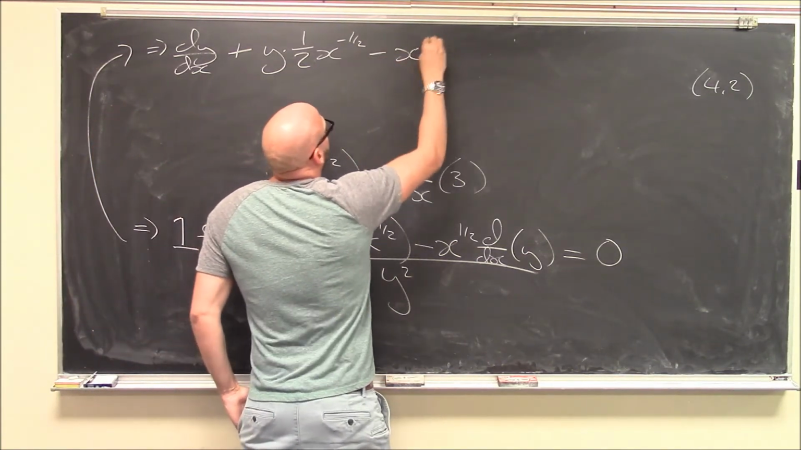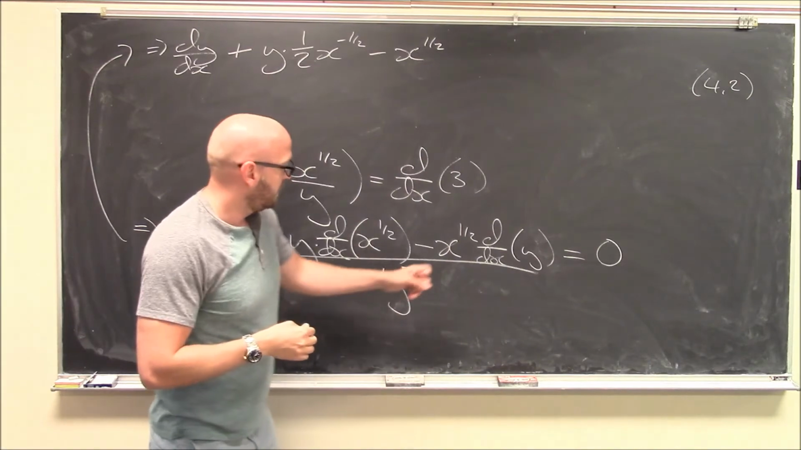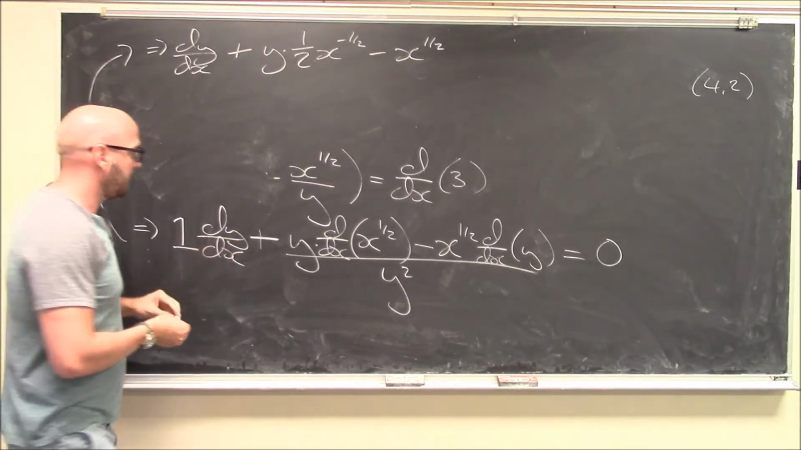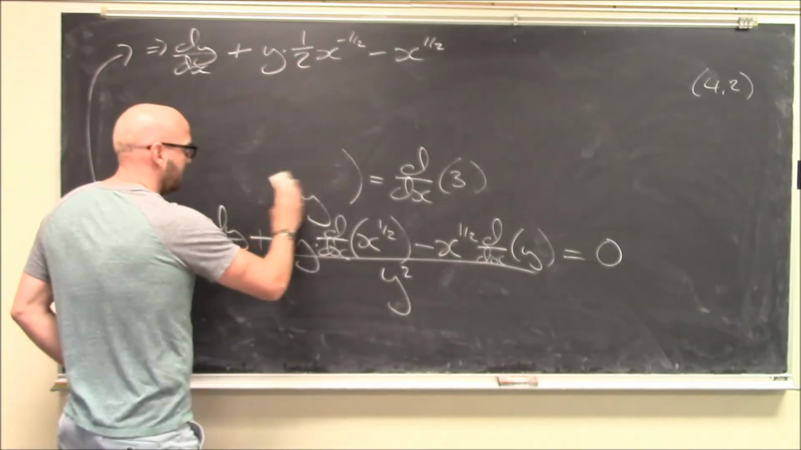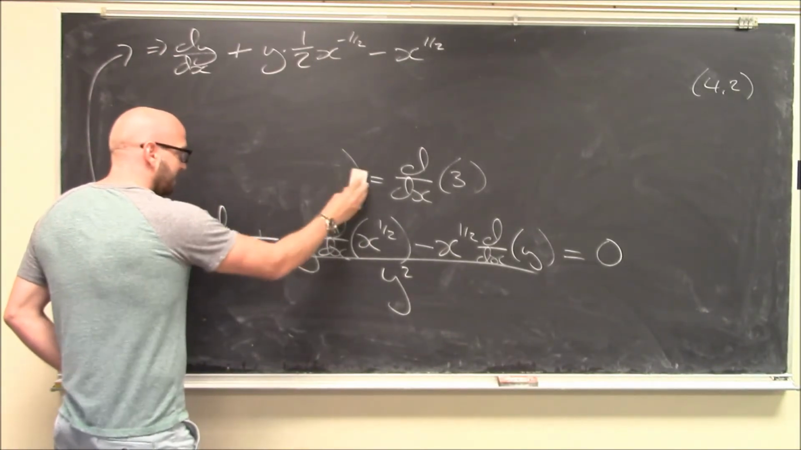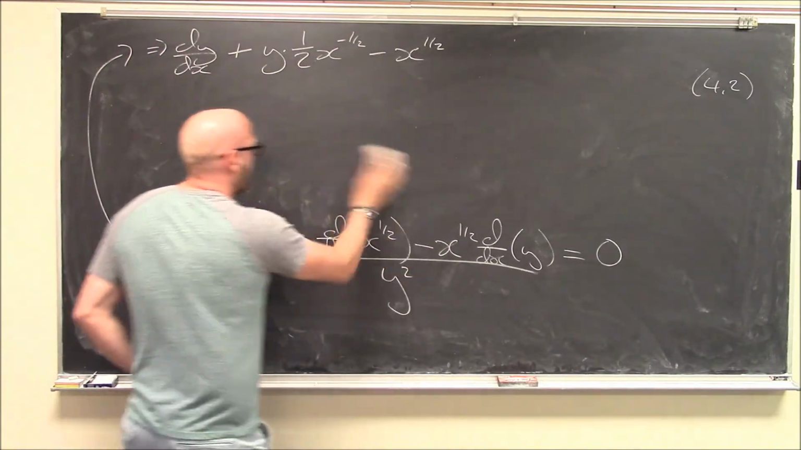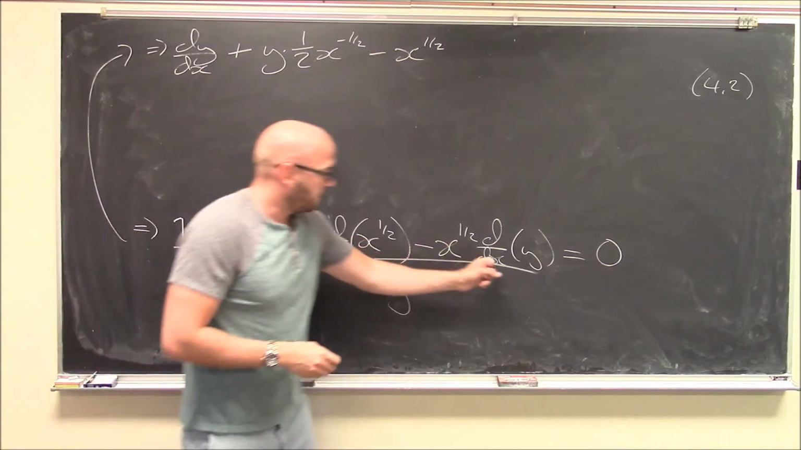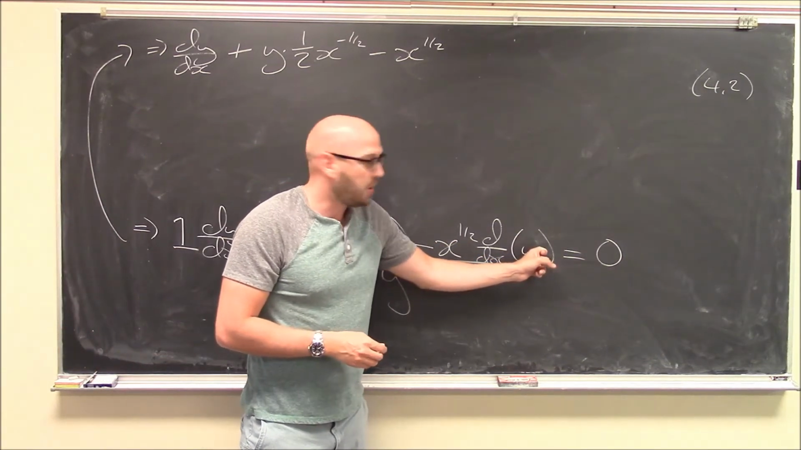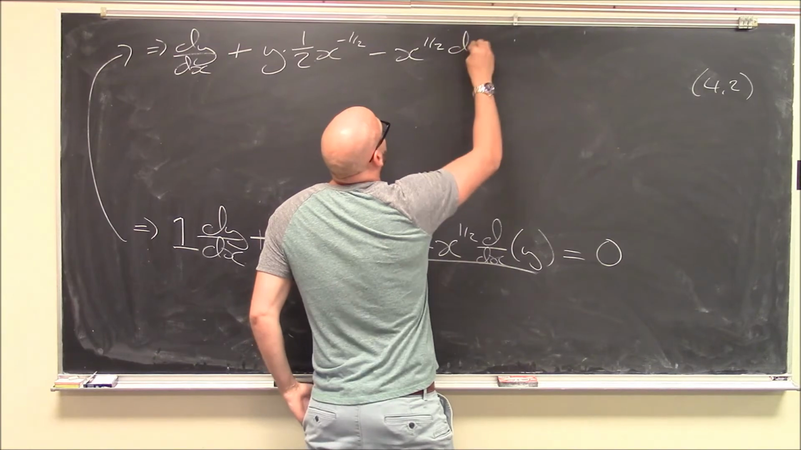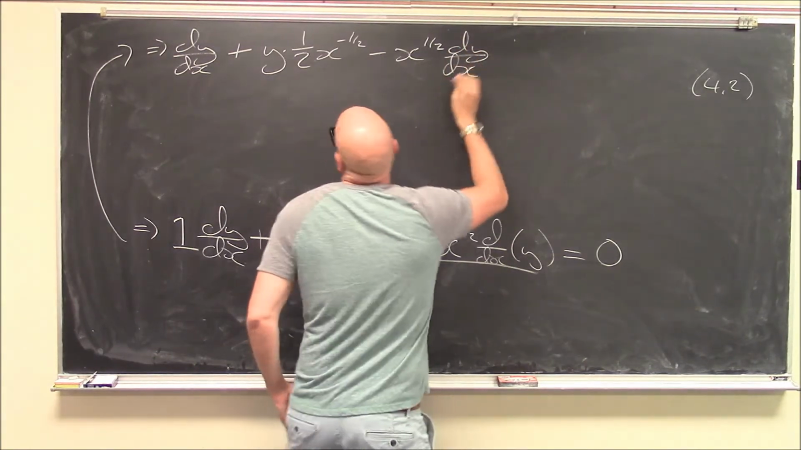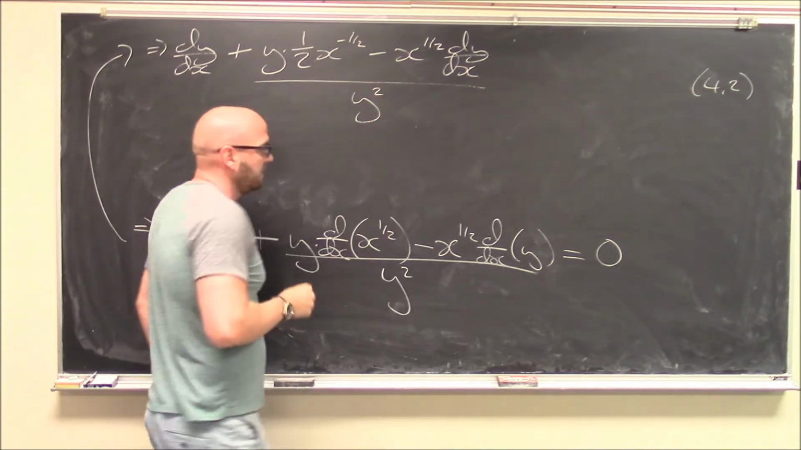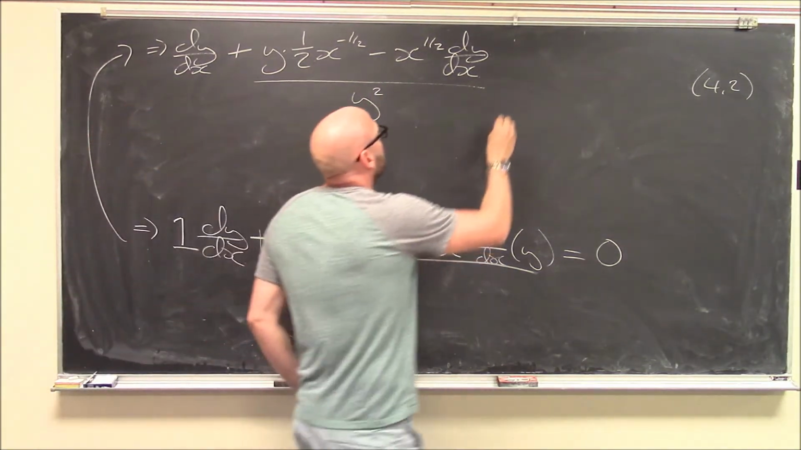Minus x to the 1/2 times the derivative with respect to x of y. We actually already did that in this very first step. I should erase this entire line so it's not so ugly. Sorry about that. We already did differentiate y, right? First, differentiate with respect to y to get 1 times dy dx. So I'll just write dy over dx. And this is all over y squared, the bottom squared, equals 0.